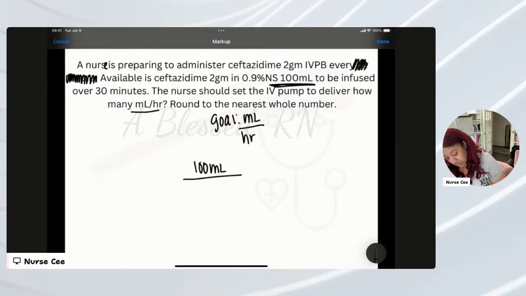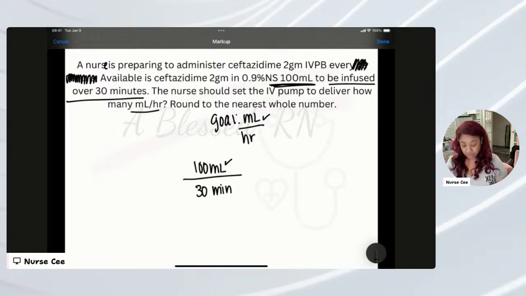It tells us to be infused over 30 minutes. It literally tells you to put it over 30 minutes. So I'm going to keep it over 30 minutes. All right, so I got the top part. My units are milliliters. Boom. But the bottom has to be in hours and I have minutes. So I need to do my hour to minute conversion. I know that 60 minutes equal 1 hour. So I cross my minutes out and now I have milliliter per hour.